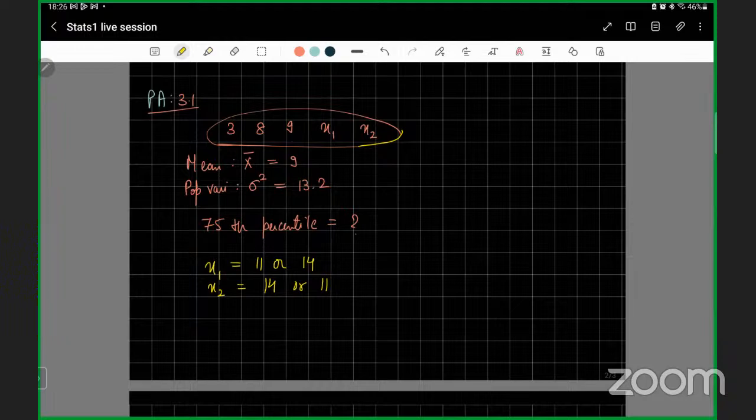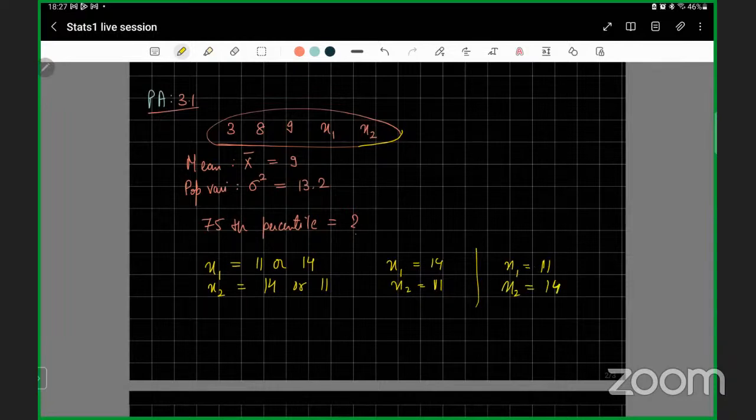All right. So this is your data. Now, what do you have to find out? You have to find the 70th percentile. Okay. So I want to know, will it matter if I take x1 to be 14 and x2 to be 11, or the second case as x1 equal 11 and x2 equal 14?